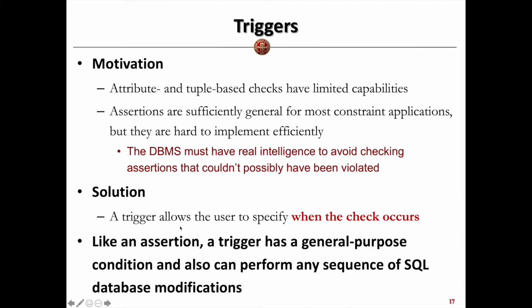A trigger allows the user to specify when a check occurs. And like an assertion, a trigger has general purpose conditions and can also perform any sequence of SQL database modifications as the action or the response. The trigger will be much more powerful and also helpful for us.